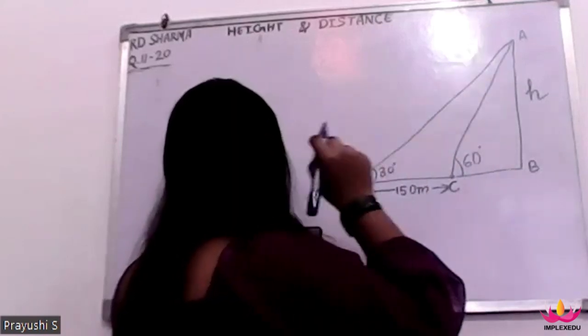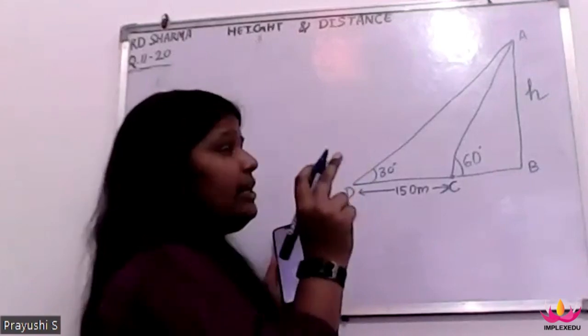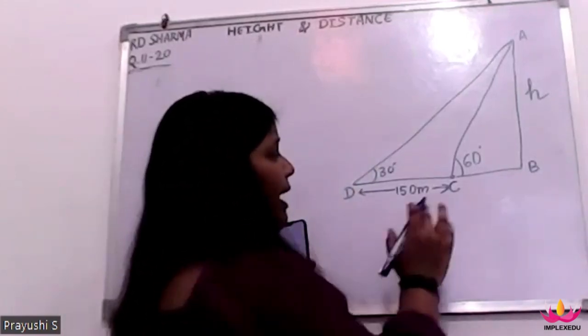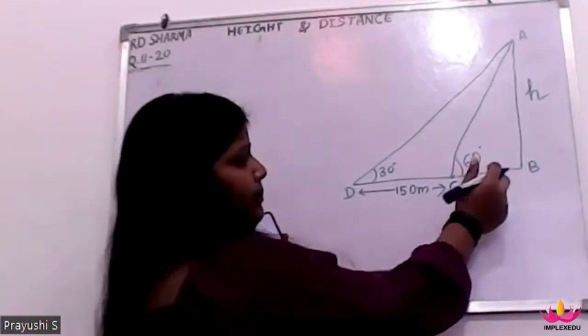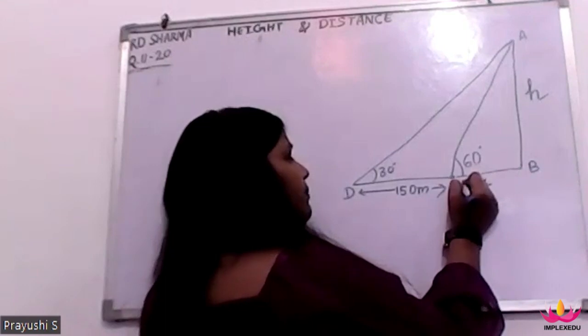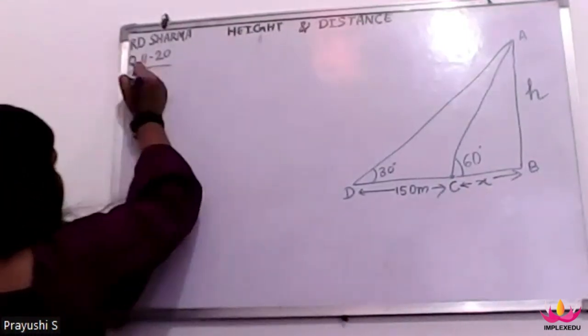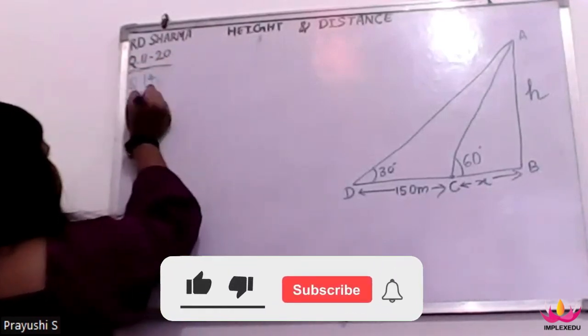We have to show the value of h is equal to 129.9 meters. So now I am assuming that this distance, which is CD, is equal to x. I am just assuming that. Okay, now we are solving this question number 40 solution.